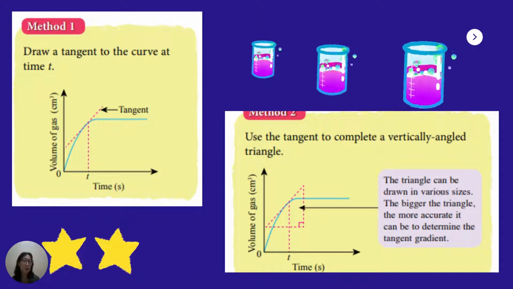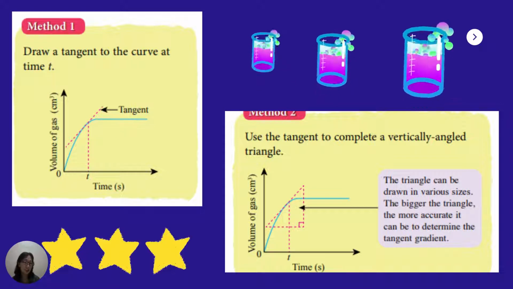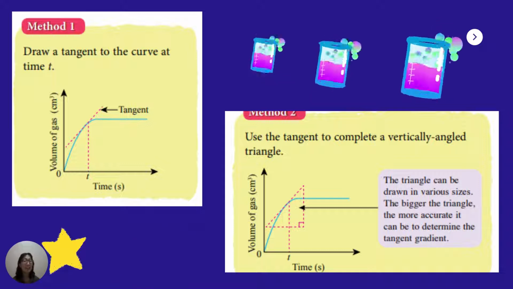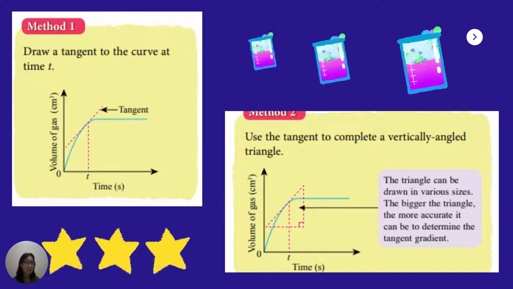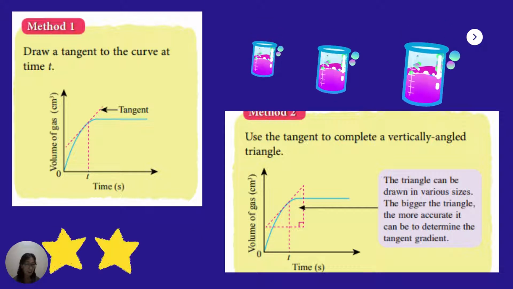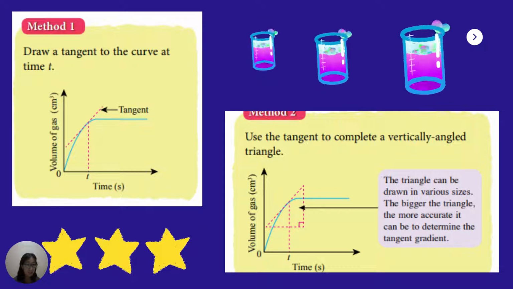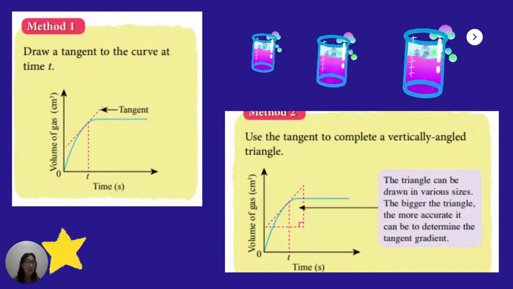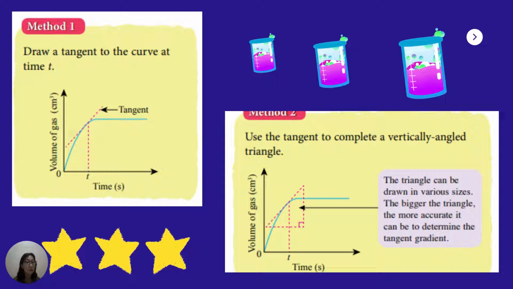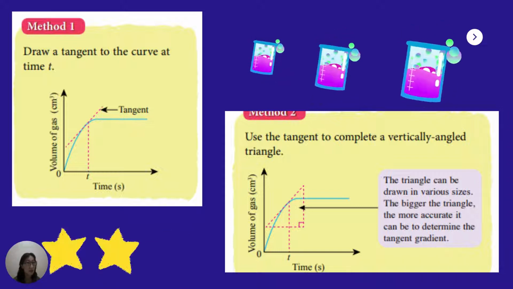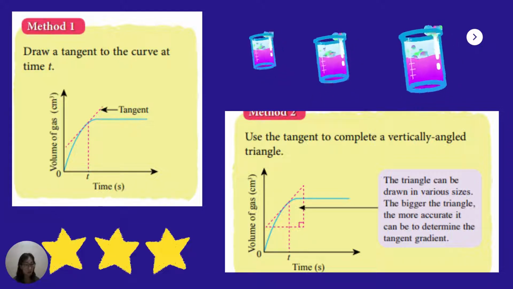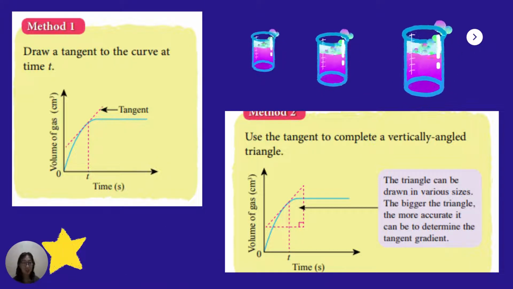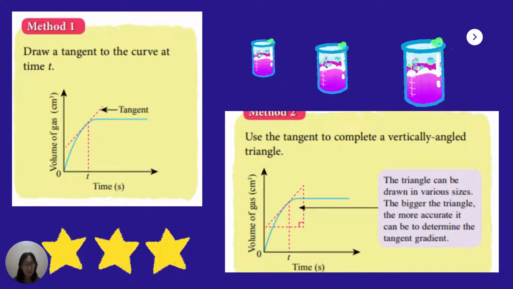First, you have to draw a tangent to the curve at the time mentioned, such as t. Let's say you would like to get the instantaneous rate of reaction at t equals 3, the third second. So at the third second here, you have to draw a straight line until you touch the graph. And then at the point, you have to draw a tangent. There are ways you can draw a tangent, so you can refer to your math teacher or to some other information.